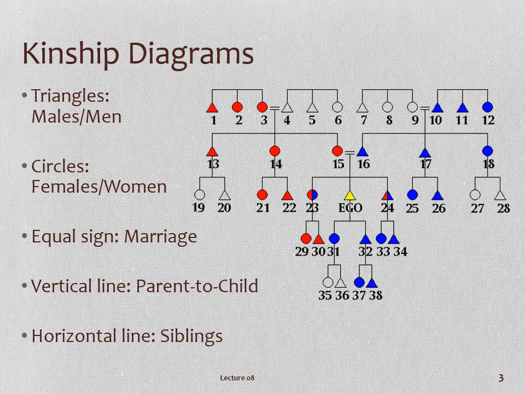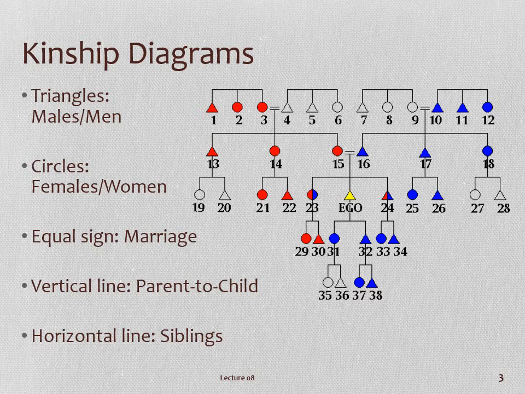In anthropological discussions of kinship, you'll often see diagrams like this. These kinship diagrams are an abbreviated way of showing complex kinship relationships using only a few symbols. Triangles represent males or men, depending on context. Circles represent females or women. Equal signs represent marriages. Vertical lines connect parents and children, and horizontal lines connect siblings. Different kinds of shading can represent individuals who belong to different kinship groups.